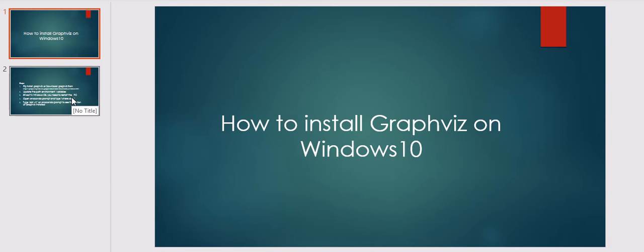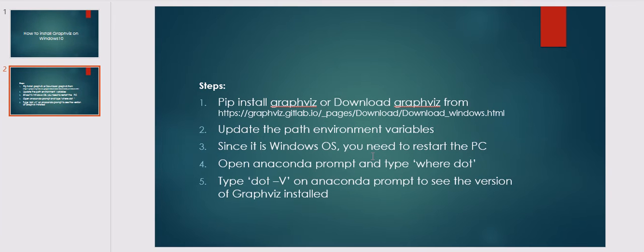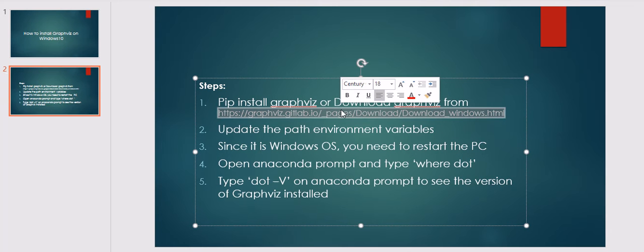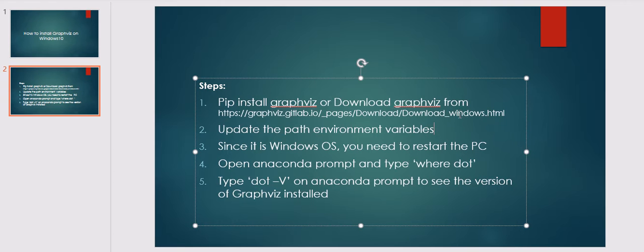So the steps we're going to follow: now you can pip install Graphviz from your Anaconda Navigator. You go to Anaconda Navigator and launch the Anaconda prompt. From there you type pip install graphviz. You have to be connected to the internet for this to work. The other way you can do it is to download Graphviz from this hyperlink, this site I pasted there, https://graphviz.gitlab.io/pages/download/download_windows.html. So you can download Graphviz from there as well. Just use the one you find easier or that will work for you, or a mix of them.